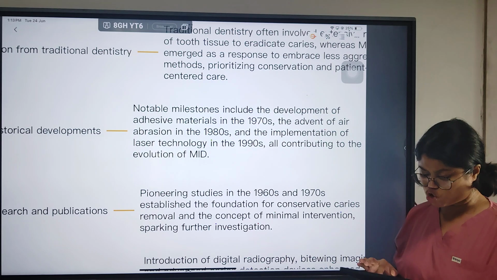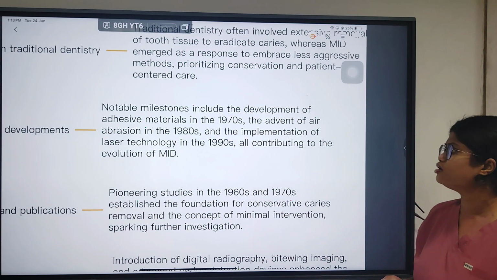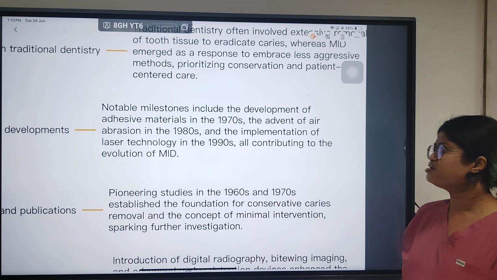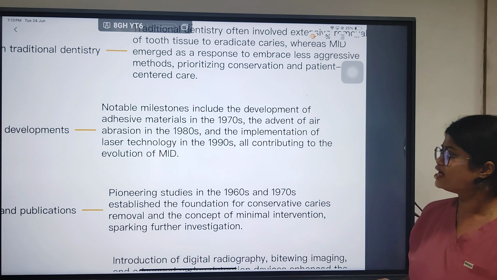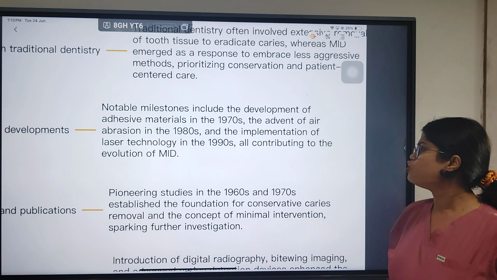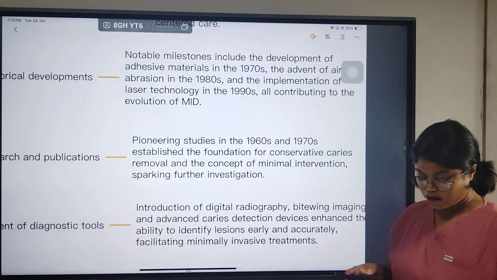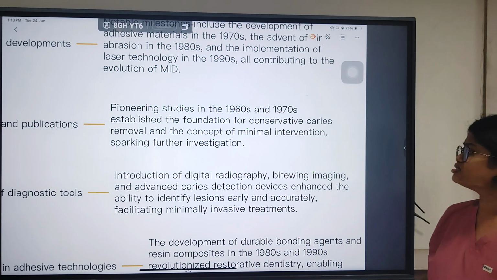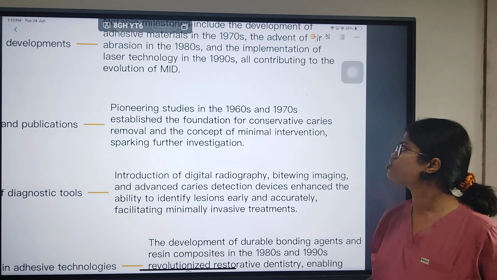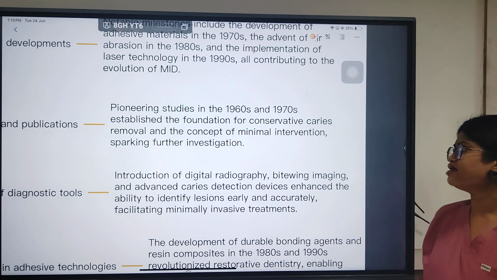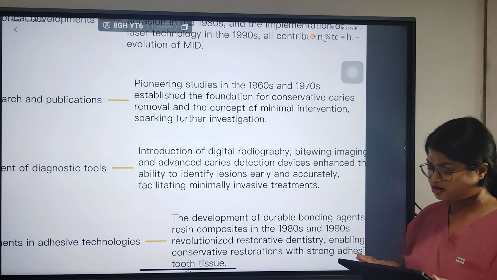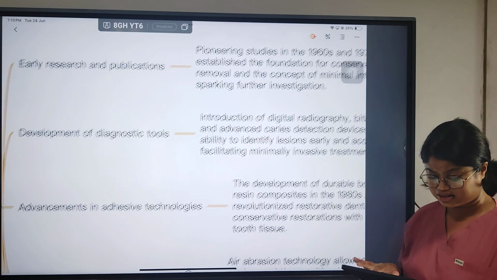The main historical milestones in MID include the development of adhesive materials in the 1970s, the advent of the air ablation technique in the 1980s, and the implementation of laser technology in the 1990s, all contributing to the evolution of MID. Coming to the early research and publications, the research in the 1960s and 70s established the foundation for conservative caries removal and the concept of minimal intervention, sparking further research. So research started as early as the 1960s in this area.